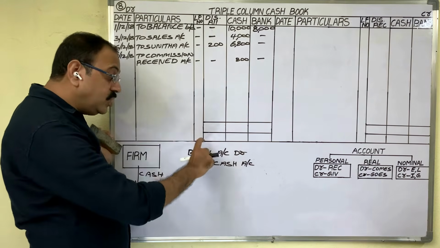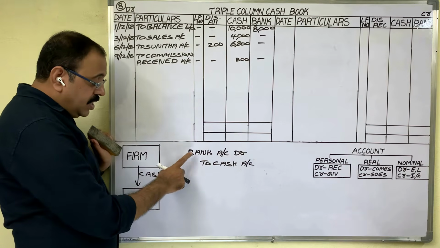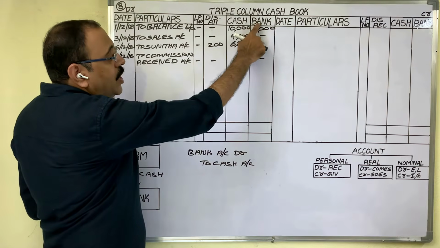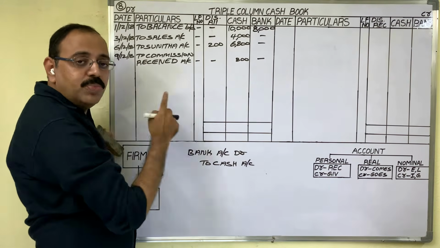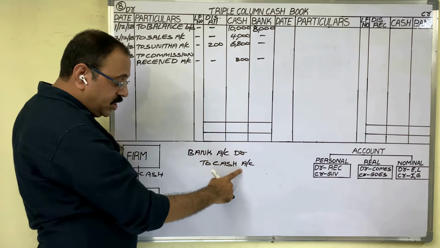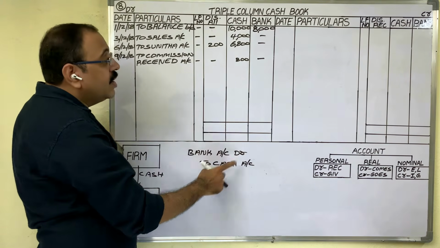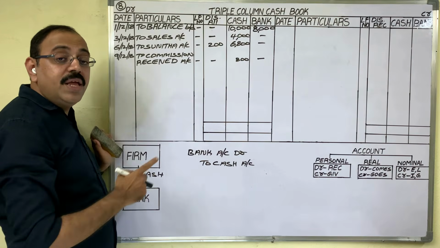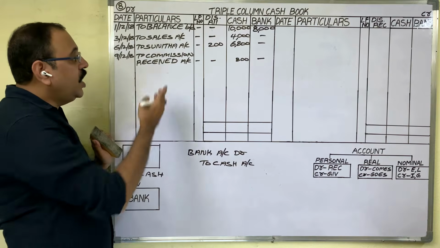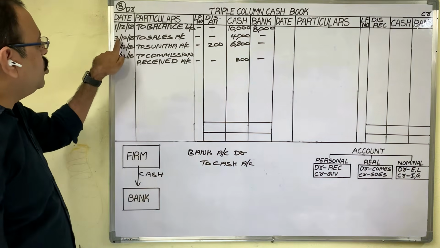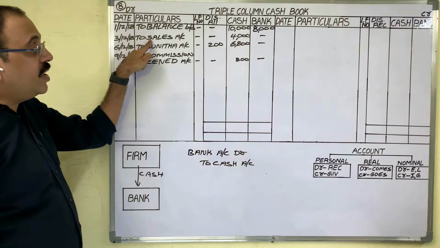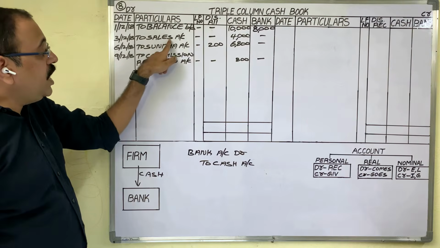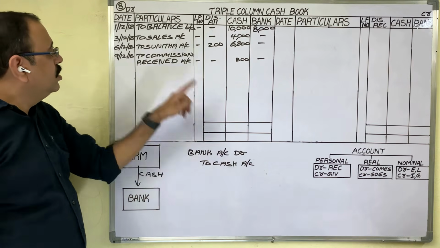Let us see about the posting of this entry. Observe, bank account we have on debit side, and bank account we are preparing in this cash book. Cash account we wrote on credit side. Cash account also we are preparing in this book. So the peculiarity of this transaction is, in case of other transactions, suppose see this third transaction, cash sale. Cash account we are preparing in this book, but sales account we prepare in ledger book.